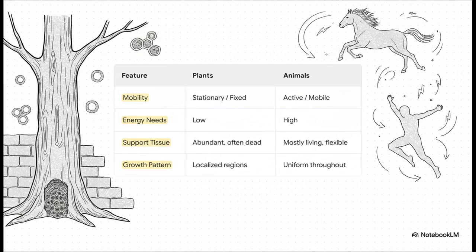Plants don't move, right? So they invest all their resources into rigid, strong support structures. And get this, a lot of that support tissue is made of dead cells for maximum strength. Animals, on the other hand, are always on the move, so we need living, flexible tissues. But that comes at a cost. It requires a ton more energy. So that one simple choice, to move or to stay put, sends these two groups down completely different evolutionary paths.